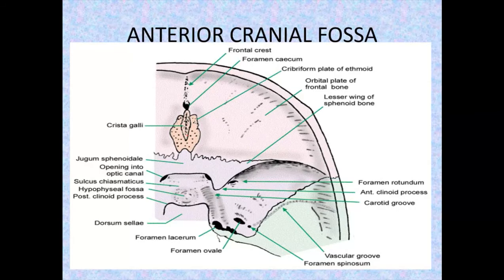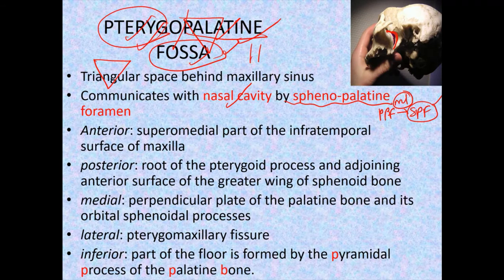What are the boundaries of the pterygopalatine fossa? Anteriorly is the infratemporal surface of the maxilla, the superomedial part of the maxilla. Anteriorly is the maxilla, you remember like that. Posteriorly is the pterygoid process and adjoining anterior surface of the greater wing of sphenoid. So the greater wing of sphenoid and pterygoid process are the posterior boundaries.